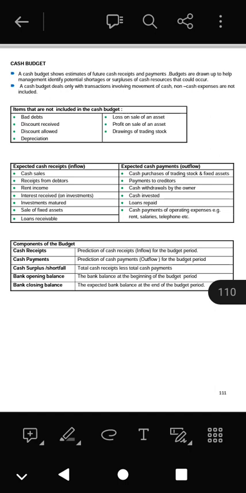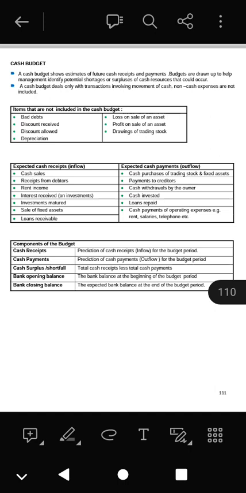We then use this information together with the amount of cash on hand at the beginning of the budget period to calculate the amount of cash that should be available at the end of the budget period. Okay, this is a cash budget. A cash budget specifically means strictly cash items only. It deals only with transactions involving movement of cash. Non-cash expenses are not included.